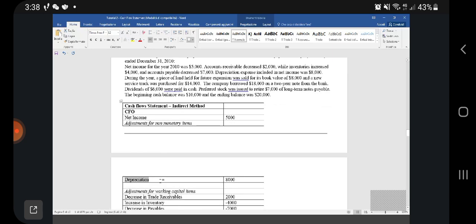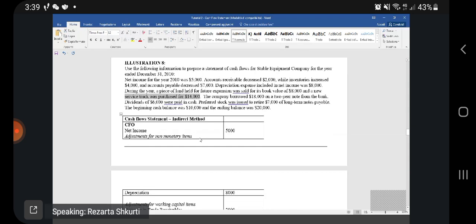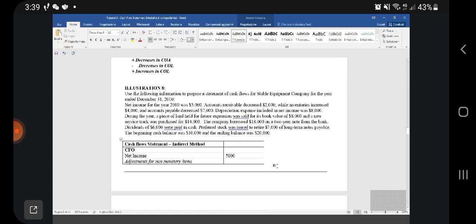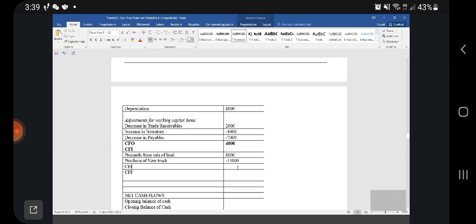Another thing to consider here is that we purchased a new truck for $14,000. And we put that there, purchase of new truck. Be careful, it is a purchase, therefore it is minus 14,000. No more investing activities, only these two transactions. So we are done with that. That means that the cash flows from investing will be minus 6,000. This is the cash flows from investing activities.